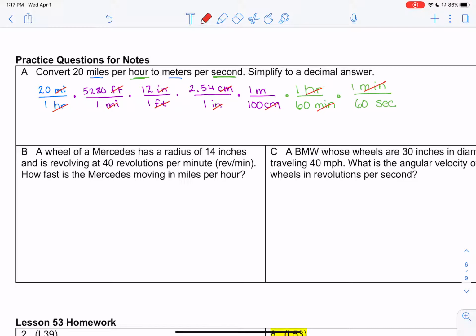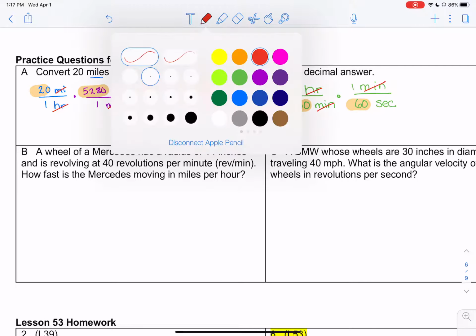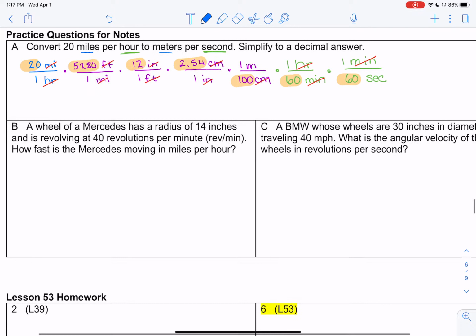Then on my calculator, I'm going to multiply 20, 5280, 12, 2.54, all of that divided by 100, divide by 60, divide by 60. And so what I get on my first run through, my numerator is 3,218,688, and my denominator is 360,000.